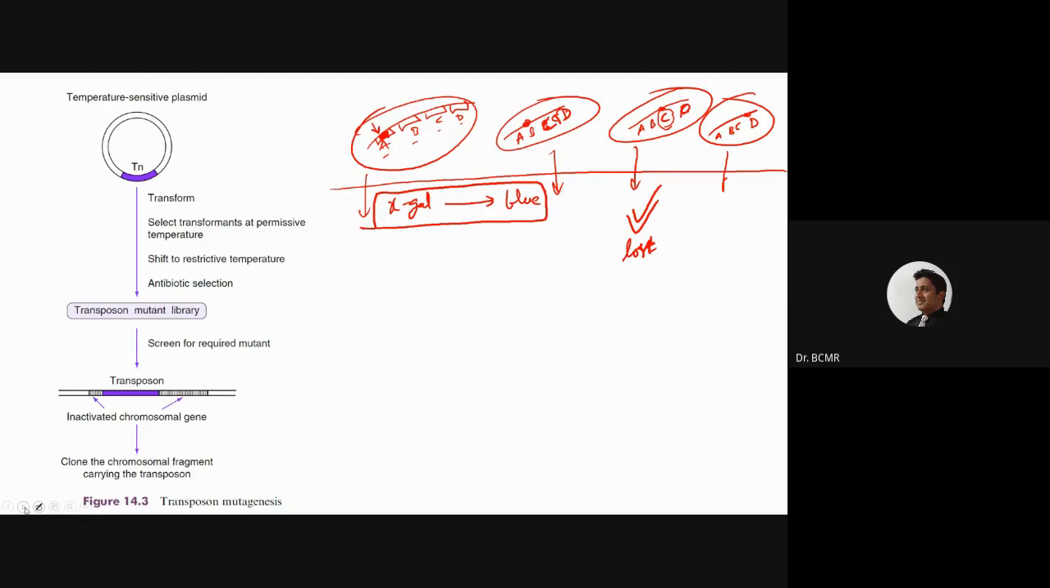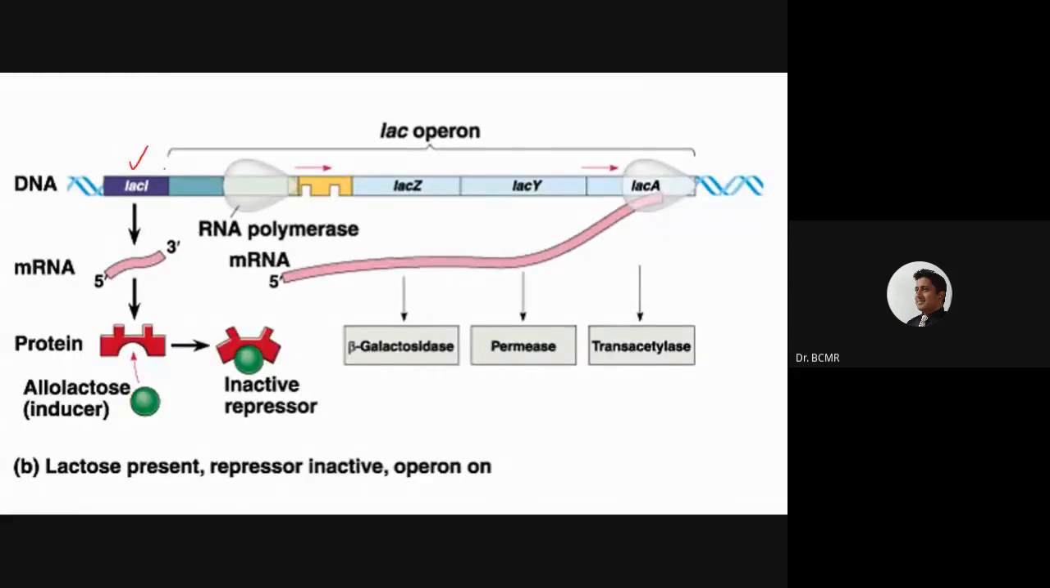I hope you remember the lac operon. This is lacI. It produces the repressor. It is a little farther away. And you have the promoter operator region to which the polymerase binds. There are 3 genes, lacZ, lacY, lacA. Z is beta-galactosidase, Y is permease, and lacA is transacetylase. For blue color formation, you need beta-galactosidase, the enzyme that will convert X-gal into blue color. It is the lactose operon, you know that.